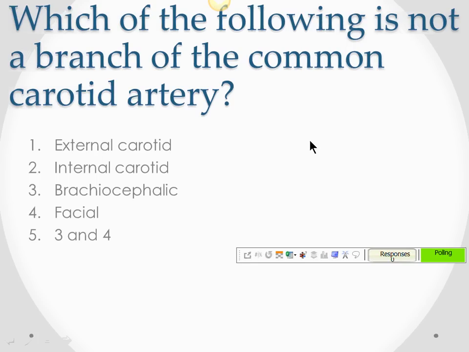So let's answer this question now. Which of the following is not a branch of the common carotid artery?